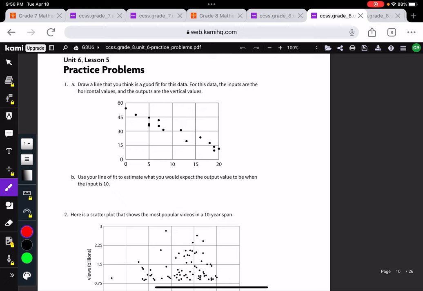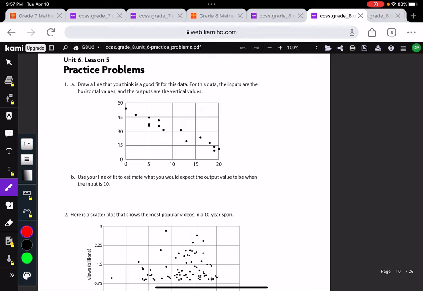It says draw a line that you think is a good fit for this data. For this data, the inputs are horizontal values. The outputs are the vertical values. That's weird. Usually, oh yeah, no, that's right. Sorry. Yeah, inputs down there.